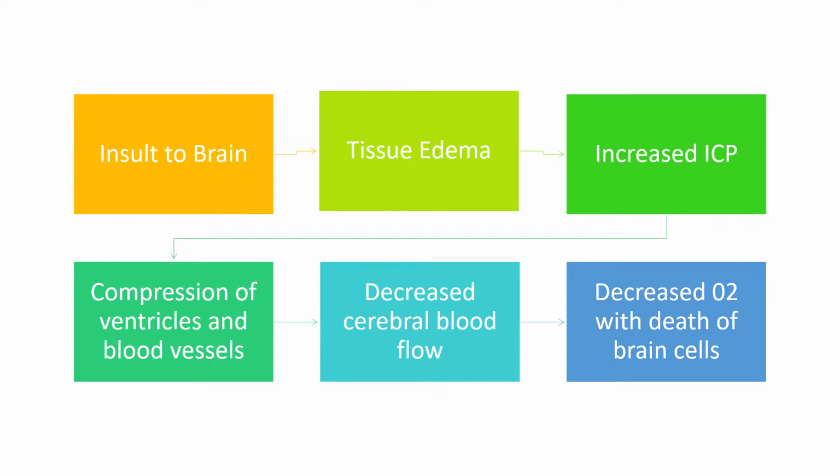So this was just a cool little slide to show you, in a nutshell, step by step, what happens when we have increased ICP. So, insult to the brain, and we talked about a lot of these insults. It could be a traumatic brain injury. Is it a contusion? Did we have some sort of hemorrhage? Do we have a cerebral infection like meningitis or encephalitis? Do we have any masses or lesions that are causing an increase in intracranial pressure? Any brain abscesses, tumors, hematomas, even lead or arsenic intoxication can cause swelling of the brain. Okay, so we have our insult.